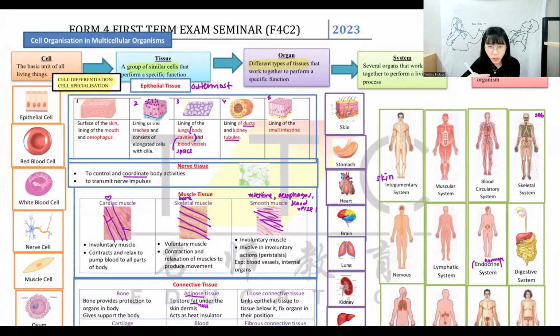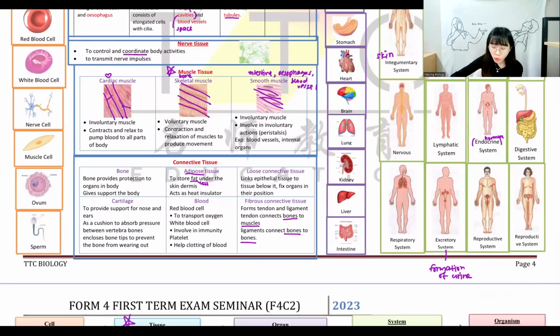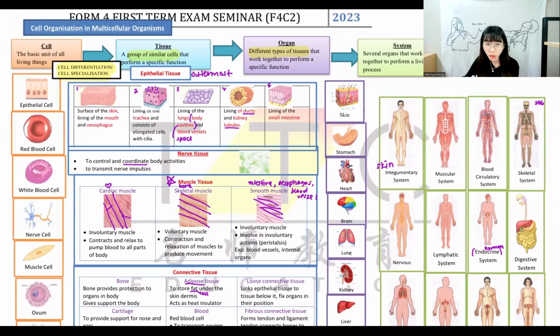Epithelial. If you ask me to choose which one is more important, muscle tissue is more important. Nerve tissue, I believe you know, is to transmit nerve impulses. Connective tissue is most likely to be an objective question. They give you a diagram of it, because I didn't insert the diagram over here. They ask you what tissue is that. This is a connective tissue. So this is about cell, tissue, organ, system, organism.